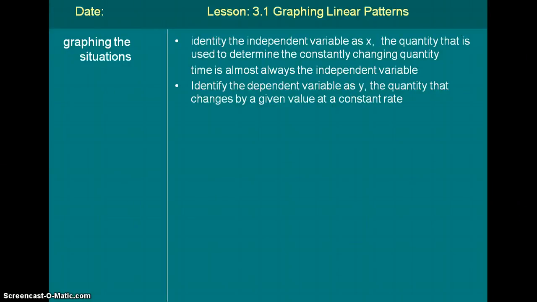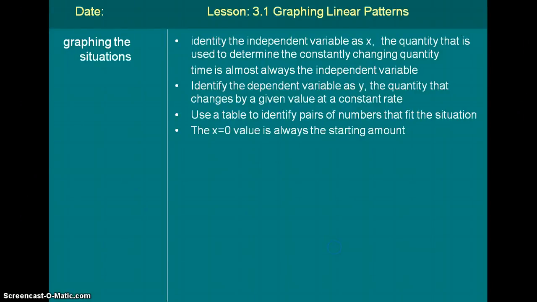Identify the dependent variable as y. This is the quantity that changes at the constant rate. Although it is changing constantly, it depends on something else. We would then use a table to identify pairs of numbers that fit the situation. The x equals 0 value is always the starting amount. And then we would graph our ordered pairs to see the line.